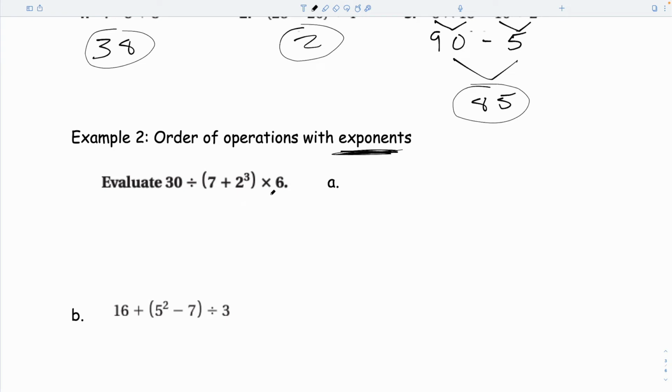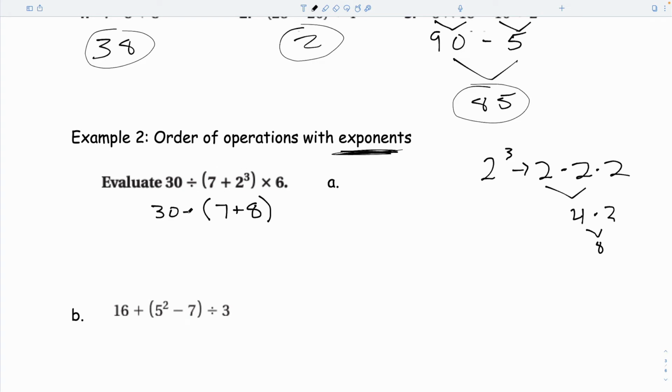This is parentheses, but there's a problem. I cannot add 7 plus 2 to the third, just like I see it. I need to simplify those parentheses by doing something. What would I do, Daniel? Why? Yeah, 2 times 2 times 2 is 8. So I actually have to simplify that exponent first. Even though it's exponents after parentheses, you have to simplify it to get to the next level.